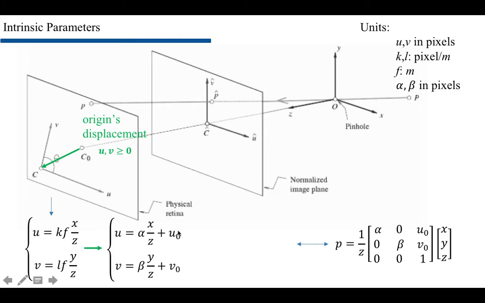And for that purpose, of course, first what we do is we simplify it. We give a Greek letter, alpha, to the product K times F, and we assign the name beta to L times F in order to simplify. And we add a displacement u0 and v0 that correspond to an extra displacement to locate the origin not here in the middle, but here below.